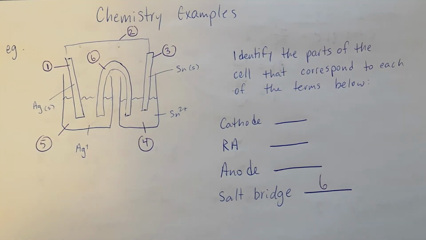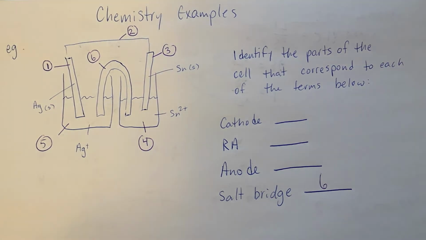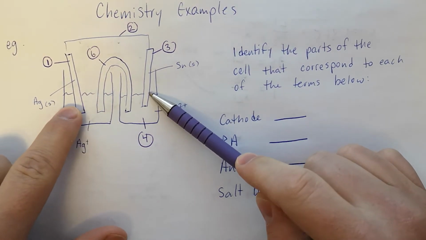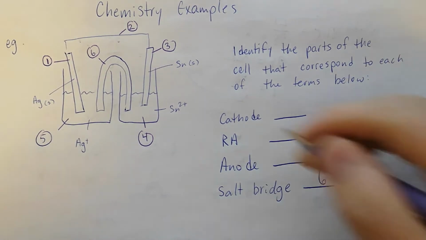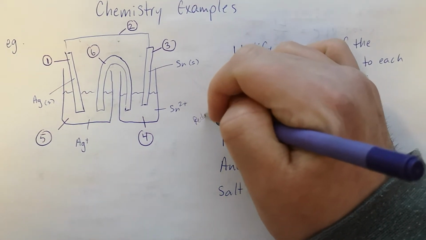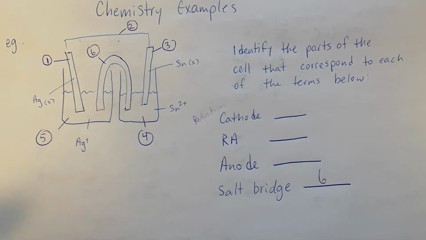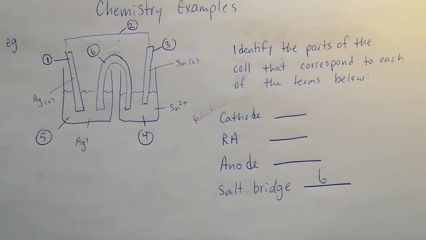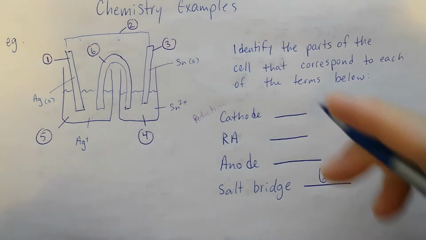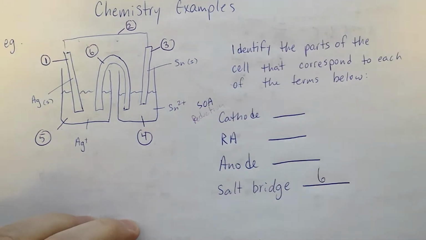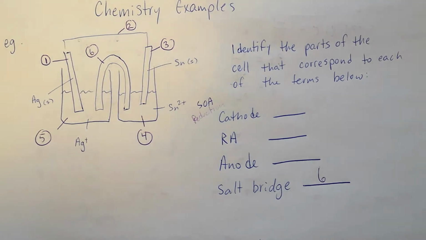Now let's talk about the cathode. Remember, the electrodes are the solid conductors. And what we should know right away is what happens at the cathode is reduction. Remember, red cat. So what gets reduced? Well, we know that that's going to be the SOA. So the SOA undergoes reduction at the cathode.